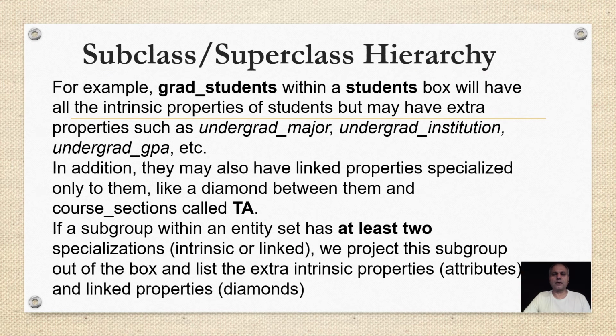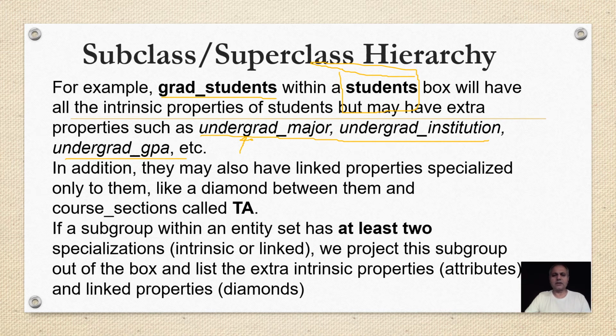So here's an example of a big box called the students box. And of course, we'll have the student attributes. We'll have student ID, which is the primary key. We'll have the GPA, we'll have the name, we'll have the email, we'll have the address, and so on. But let's suppose that within this box there is a small subgroup or a subclass called grad students who have extra intrinsic properties like their undergrad major, their undergrad institution, their undergrad GPA, etc. It's important to note that grad students still have all the properties of a student. So their primary key is still the student ID, but they've got these extra intrinsic attributes.